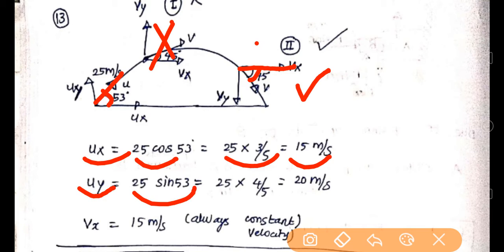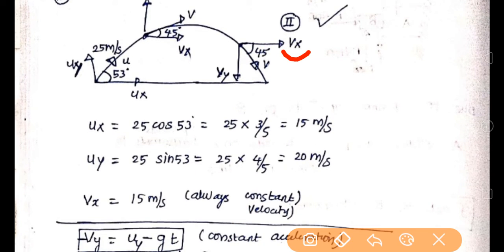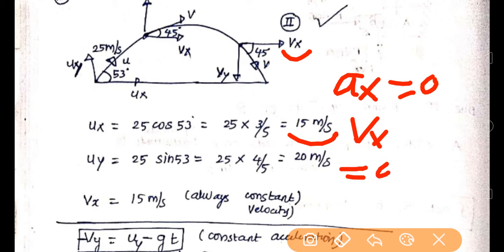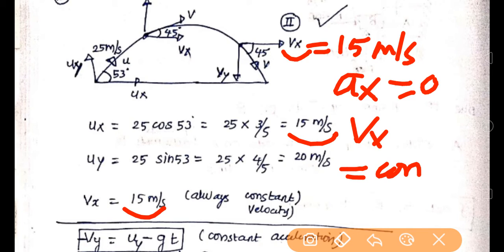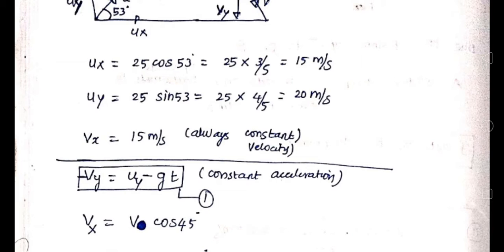Uy means the initial velocity along the y-axis. Now what is vx? Same thing, 15 meter per second, because velocity along the x-axis is always constant, as acceleration along the x-axis is 0. Therefore velocity along the x-axis is constant, so again 15 meter per second. Ux is also 15 meter per second.